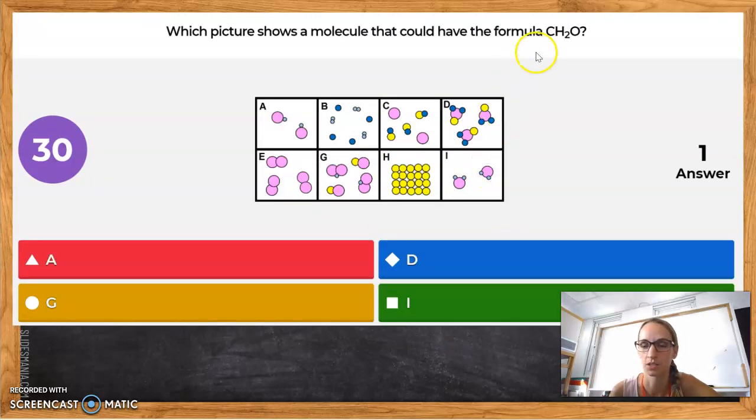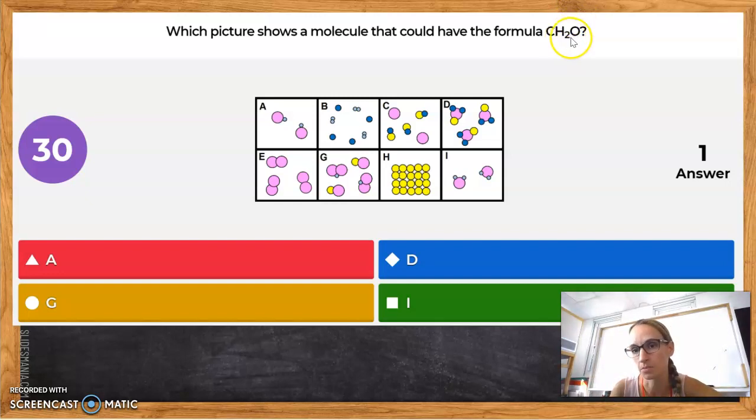All right, formulas. So when you see a formula like this, CH2O, the letters are the symbols of the elements. Okay, so C is carbon, H is hydrogen, O is oxygen. You don't have to memorize any of those. You always have your periodic table. So just pull your periodic table out and use it when you need to look them up.